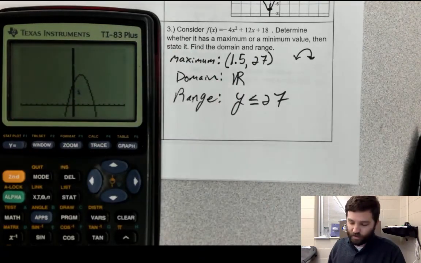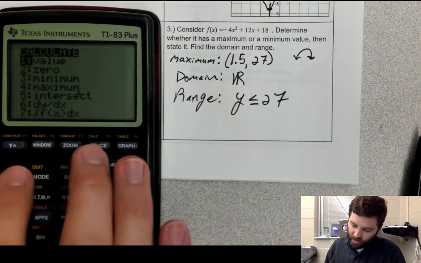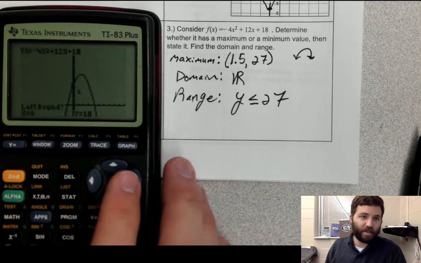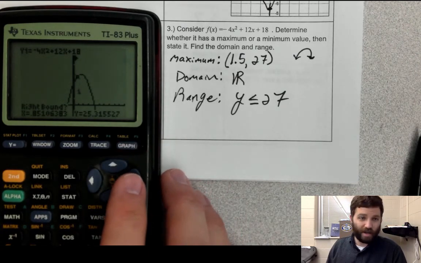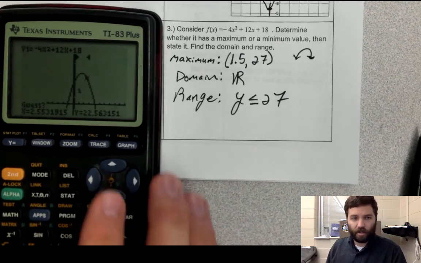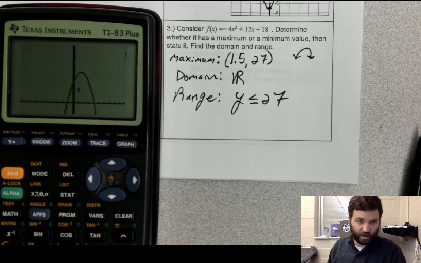So now you want to find that maximum. You're going to hit second calc, so second and the trace key. So second calc, maximum. And then it says pick a left bound. That means pick a point to the left of the maximum. So clearly there I'm to the left of it. Hit enter. Then it says right bound, so pick a point to the right. Hit enter. Then it says take a guess. So then you get sort of close to the maximum. Hit enter and it will tell you where that maximum value is.